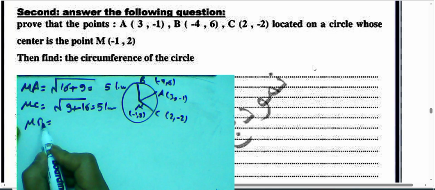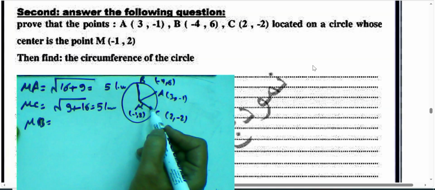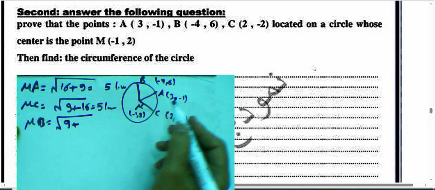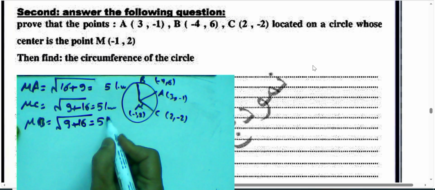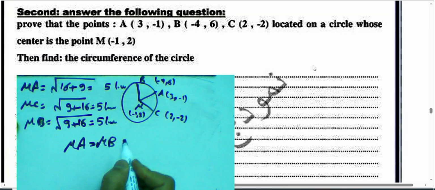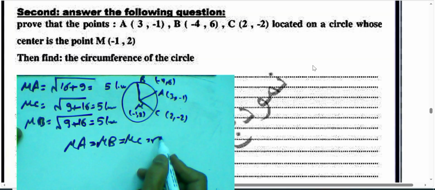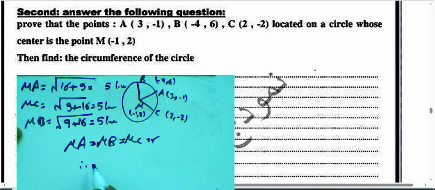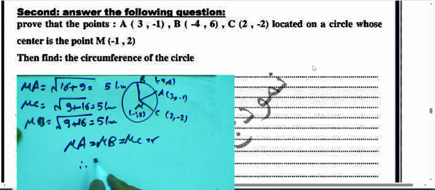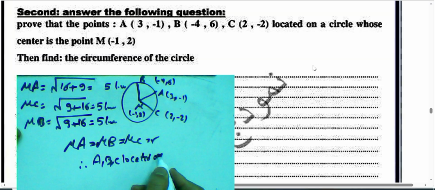And MB, we can find the length of MB here. We have negative 4 minus minus 1, it will be negative 4 plus 1, negative 3 power 2 equals 9, 6 minus 2, 4 power 2 equals 16. The result will be 5 length units. Okay, then they are equivalent. MA equals MB equals MC, they are equivalent to the radius. So we proved that the 3 points A, B, C are located on a circle.